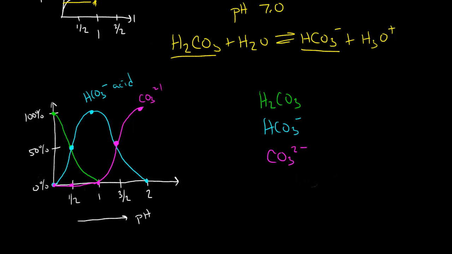Okay, so as the pH is becoming more basic, we are transitioning from carbonic acid to bicarbonate and then to carbonate. Within the first buffer range, which is here, we have a mixture of carbonic acid and bicarbonate. Within the second buffer range, we have a mixture of bicarbonate and carbonate.